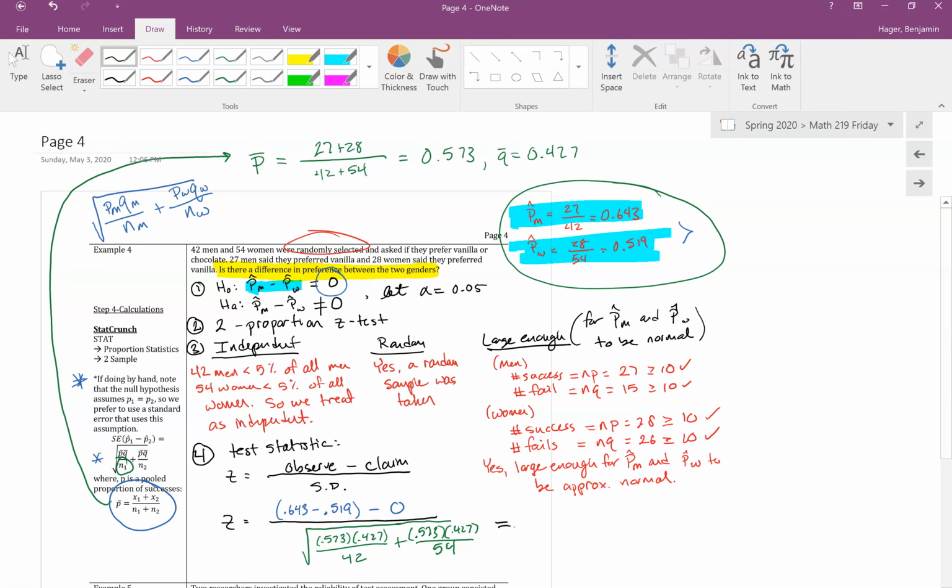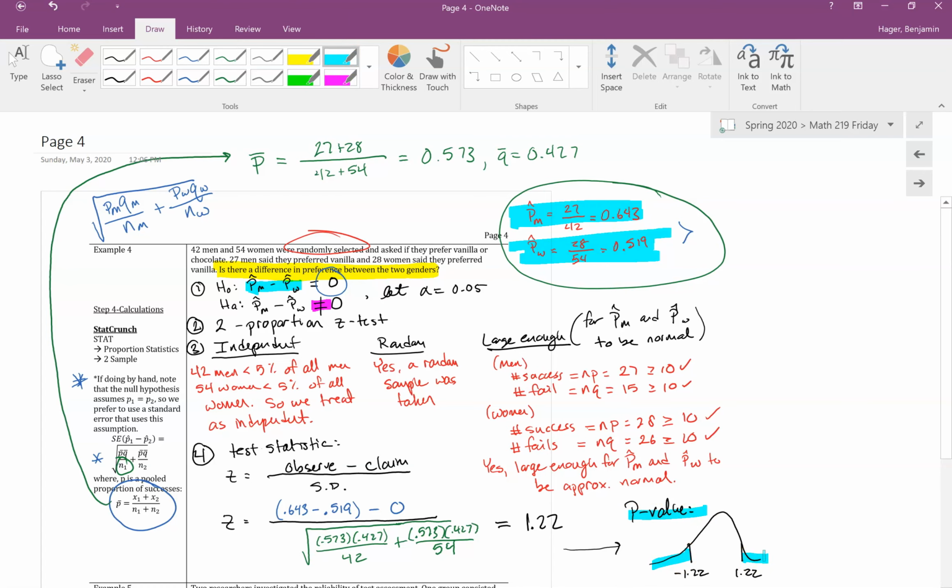Okay, let me pause it and put that in the calculator and see what I get. Okay, if I did it right, I got 1.22, roughly. So that's part one of the process, find your test statistic, and now part two of that process is find the p-value. Now, because this is a two-tailed test, because I'm looking for not equals, my p-value is actually the area that is outside a negative 1.22 and outside a positive 1.22. So my p-value is really this area here.